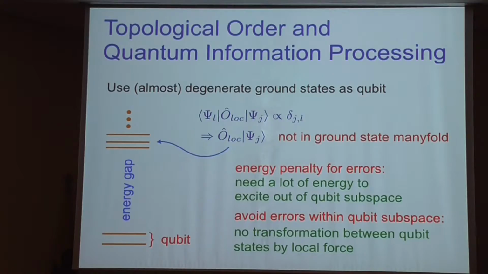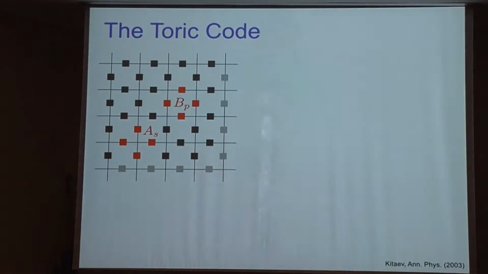And so there is therefore for local errors an energy penalty, because the force that acts on the stored quantum information needs to be strong enough to overcome this energy gap. And then there can also be no transformation between the states in this topologically ordered manifold just by a local perturbation. So you really need a non-local operation to do any transition within this topologically ordered manifold.